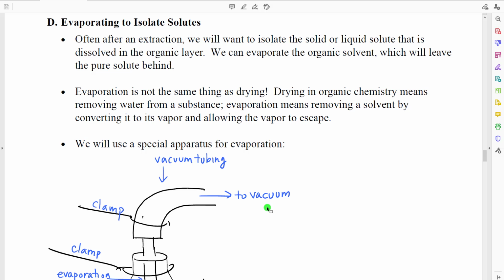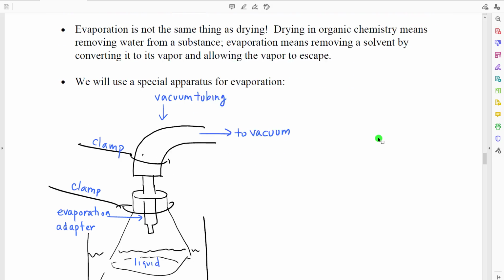It's important to note again that evaporation is not the same thing as drying. In organic chemistry jargon, drying means removing water, but still having liquid left behind. Evaporation means removing all of the liquid solvent by converting it to its vapor, leaving only any solute residues behind.